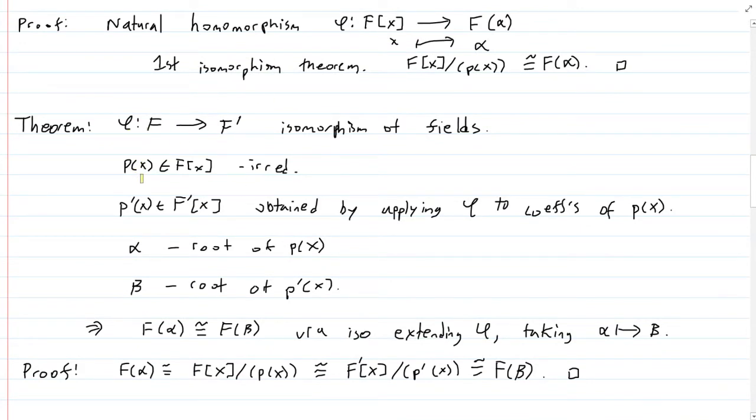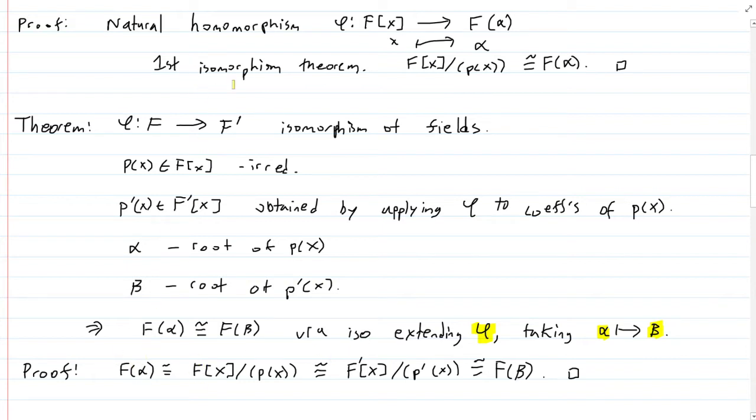Now, so this is another isomorphism theorem. You have phi, an isomorphism between two fields, F and F prime, and P of x is an irreducible polynomial with coefficients in F. P prime of x is obtained by applying phi to the coefficients of P of x. Alpha is a root of P of x, and beta is a root of P prime of x. You conclude that F adjoin alpha is isomorphic to F prime adjoin beta, and this isomorphism extends phi by taking alpha to beta.